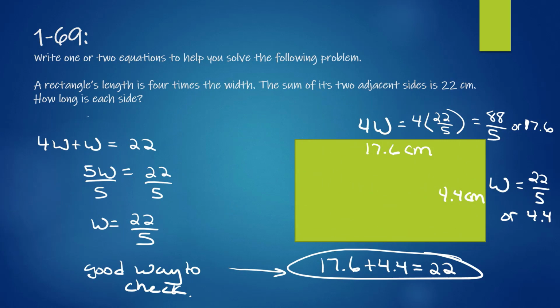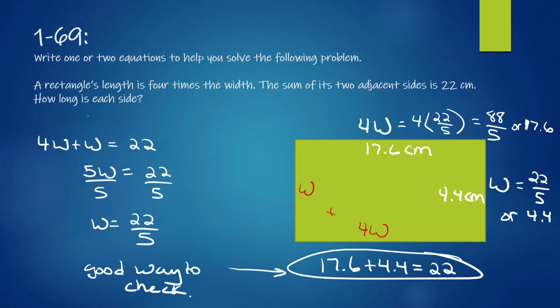Okay, so this is just a basic algebra problem, 1-69. Write 1 or 2 equations to help you solve the following problem. It's actually easy just to write 1. It is telling us that the rectangle's length is 4 times the width. So our width, we're just going to set at W, which you'll see I did in white over here, but I just want to use the other sides to give you where I came up with it. But the length is 4 times my width, so I'm going to say 4W. And that's basically all I'm doing is adding those two together.